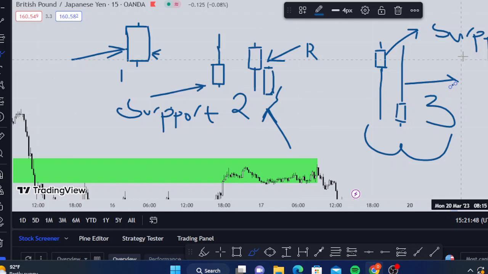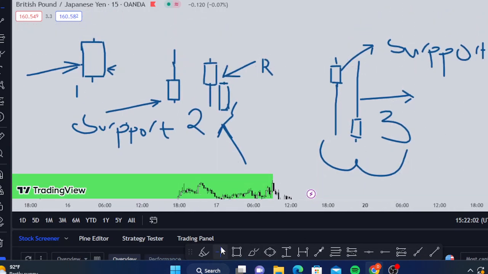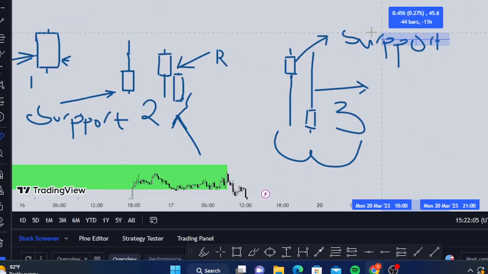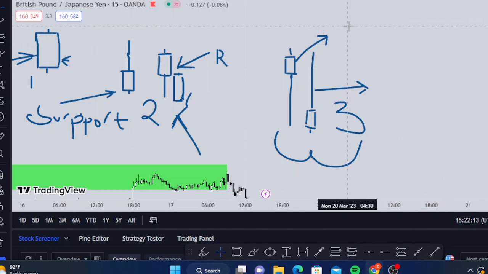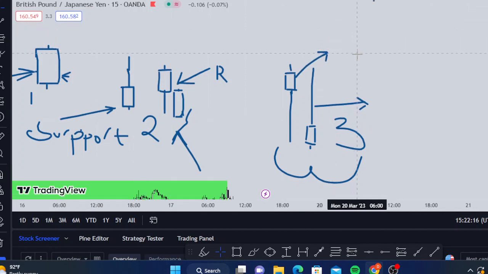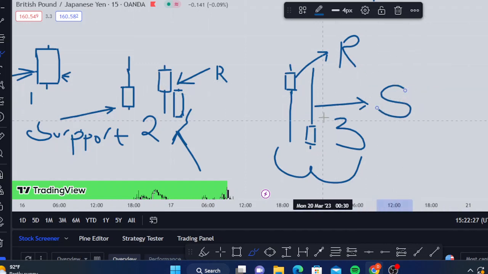No, sorry, this is formed at what? Resistance. This particular one is formed at resistance. So when you see this at resistance, aim for what? Sell. And when you see this at support, aim for buy, believing that it will fill this candle.